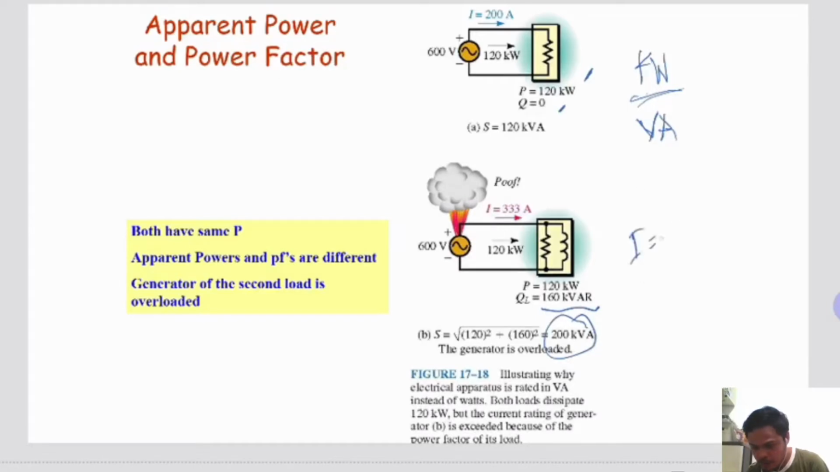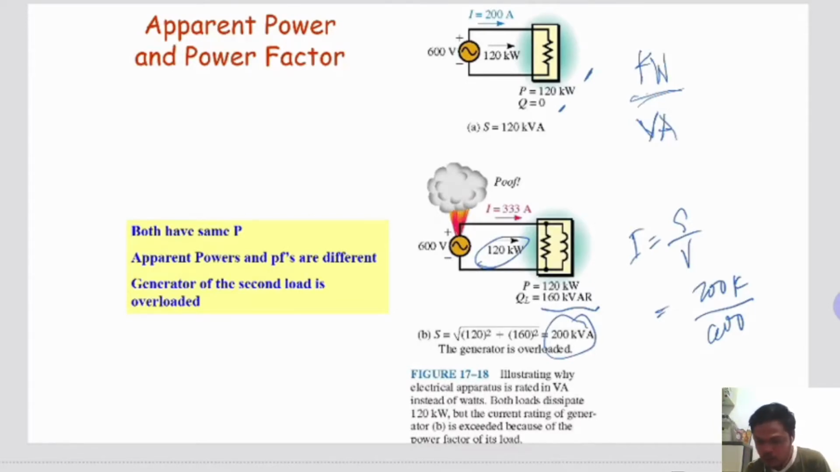And if we solve for the current, it is in terms of S over V. So you have now 200 kVA divided by 600, and that gives us around 300 amperes. But the generator only supplies 120 kilowatts of power. So our generator has been overloaded.